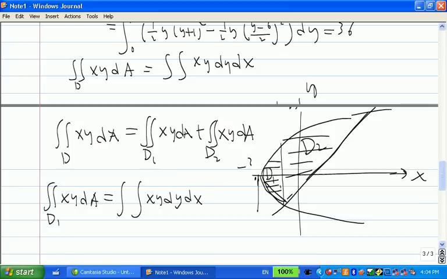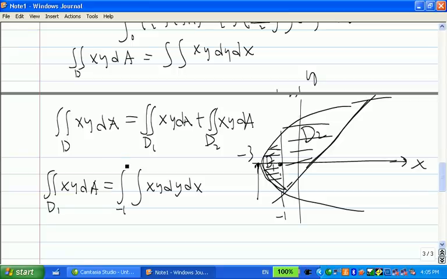This point is -3. It's easy to find. And remember, this point we found out is -1. Here is -1, this is -3. For all the points in D1, your x will be bigger than -3 and less than -1. Then fix x in between, and see what's the restriction for your y. Your y is obviously bigger than this bottom curve and less than the top curve.